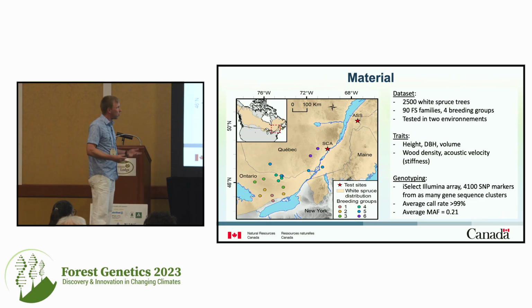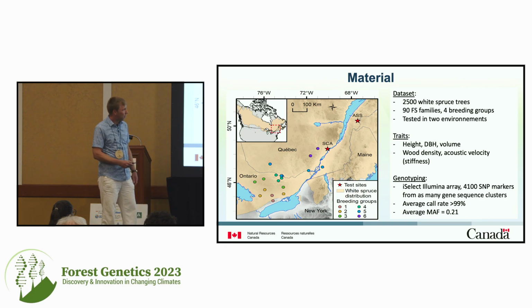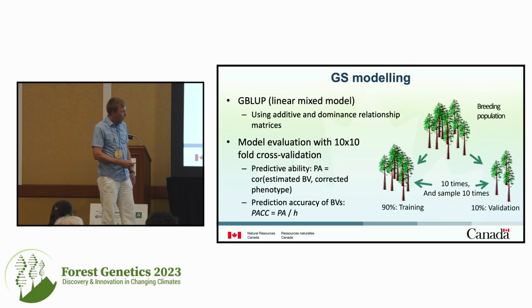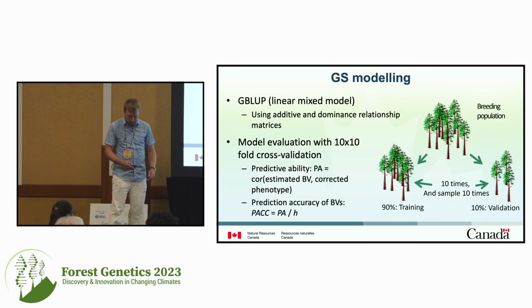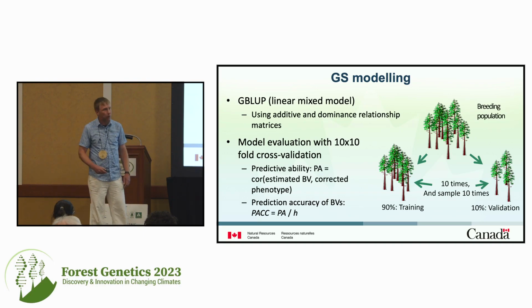And what we measured were height growth and wood quality traits, and we got the genotypes on an Illumina custom-made array. After all the filtering, we were working basically with 4,300 markers from as many gene loci.